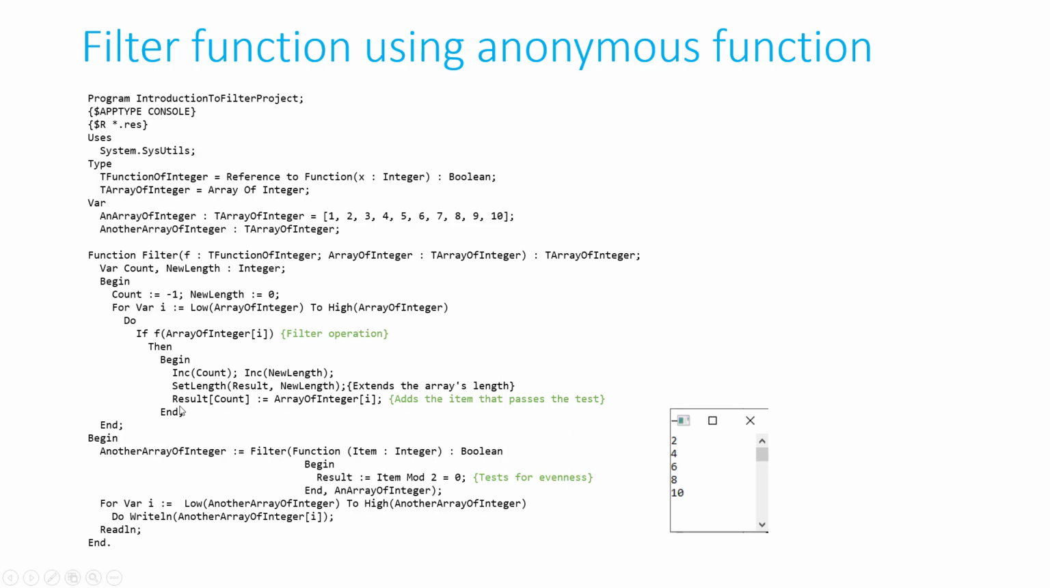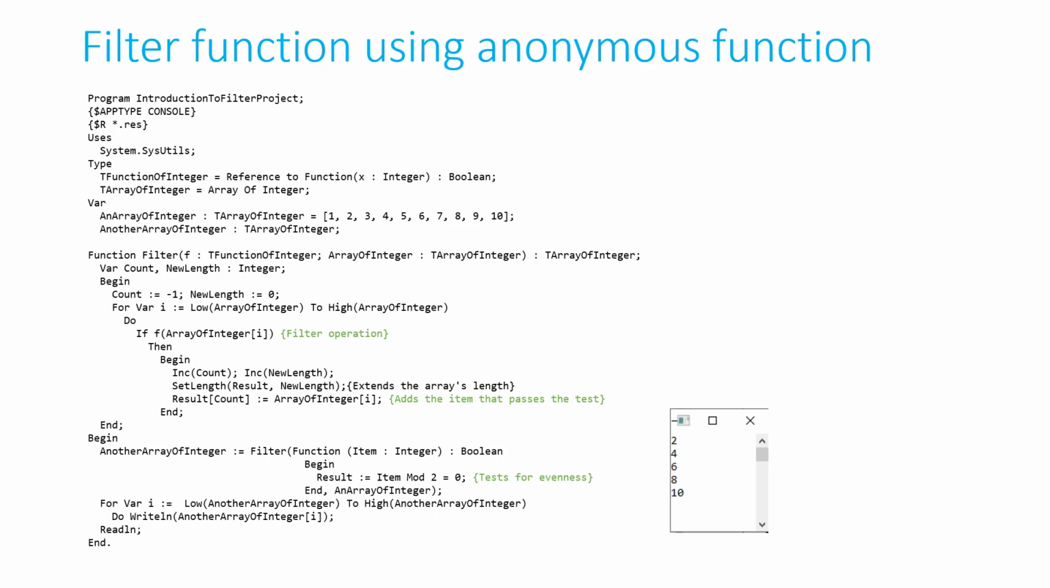Result will store the element which has passed the evenness test, so it adds that item to this result array. Count is the index, and we said that the first time through, on discovering an integer which is even, count will be incremented from -1 to 0. So this will reference the first cell of this dynamic array result.